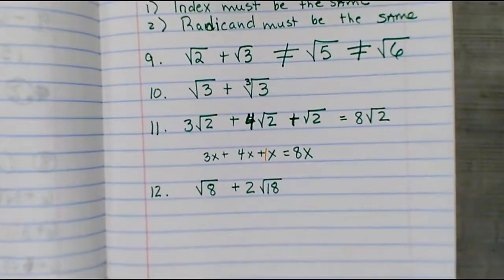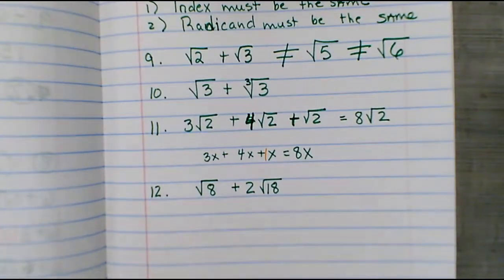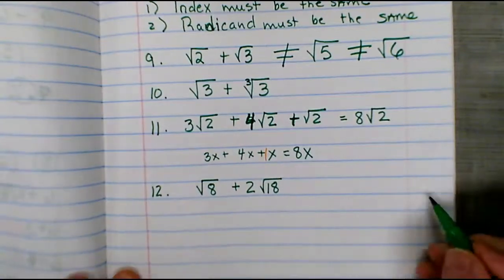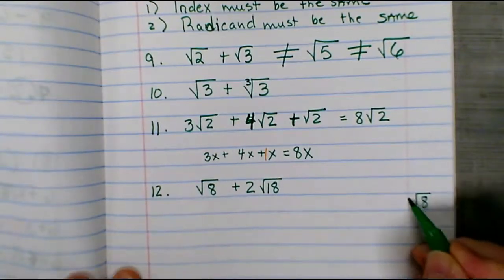But when I look at that, I do not see the same number under the radicand, so it doesn't look like those could be added together. But before I make that decision, I need to simplify the 8.